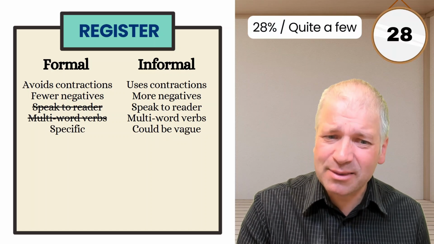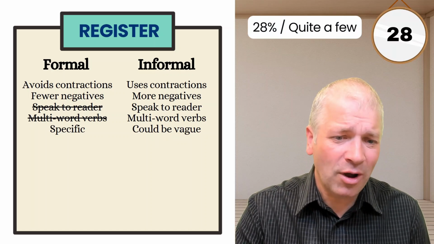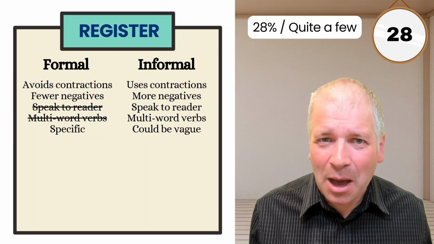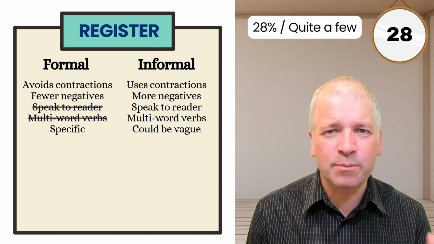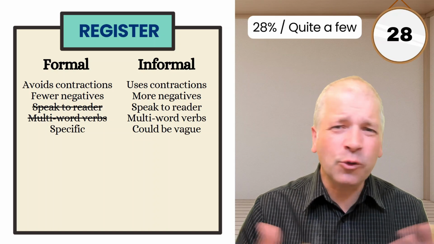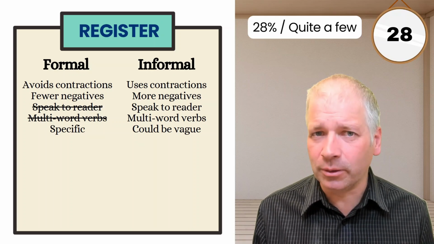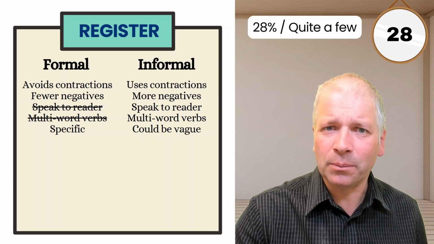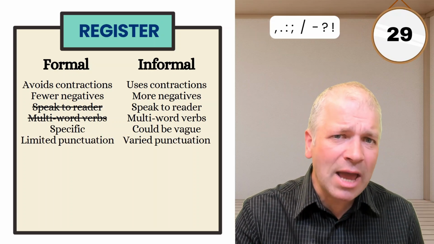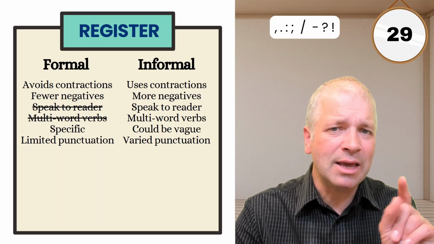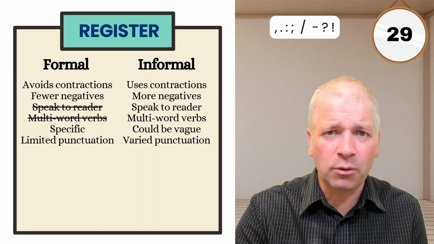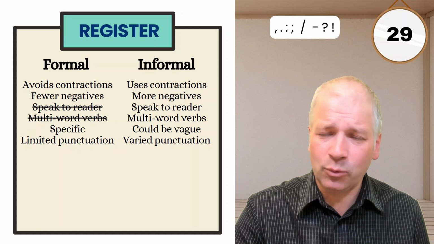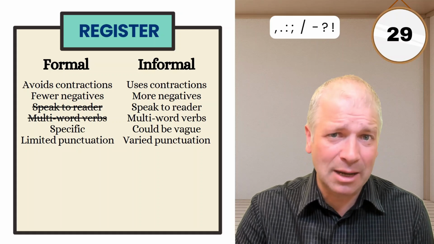Formal writing is more specific than informal writing. Informal writing can be quite vague. Which figure is the most specific above me here? 28% is more specific than quite a few. With quite a few, we get an impression, but we don't really know exactly what is meant, and that's more informal. Formal writing has a limited range of punctuation to the symbols you can see on the left here, the comma, the full stop, the colon and the semicolon. In informal writing, we have more varied punctuation. We can introduce a dash, a question mark or an exclamation mark.